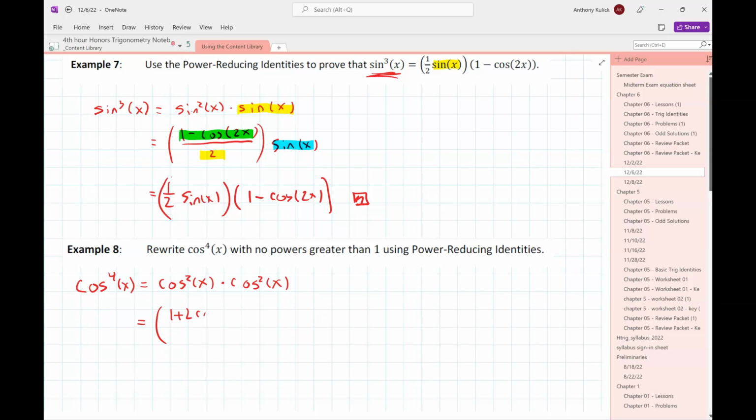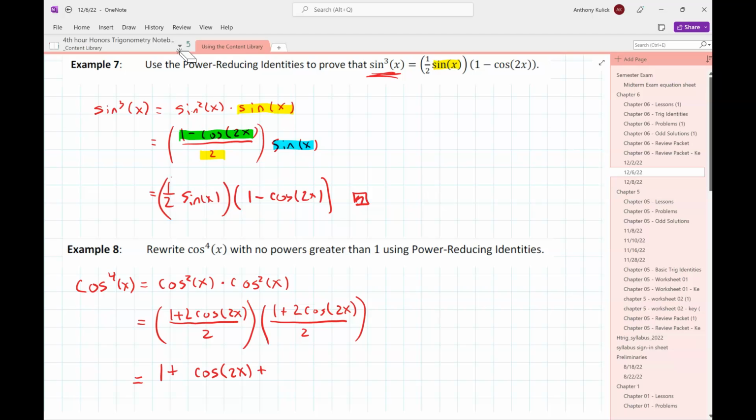Everybody happy there? I'll multiply those two fractions together. When I multiply the tops, I have to FOIL that out. I'm going to do that foiling in my head if that's okay with you guys.